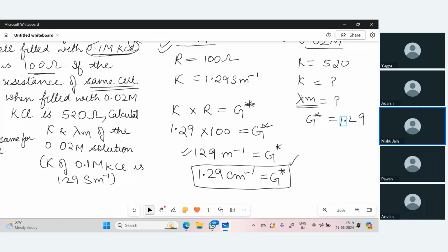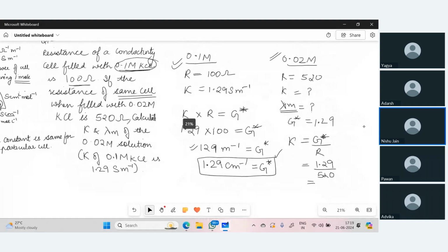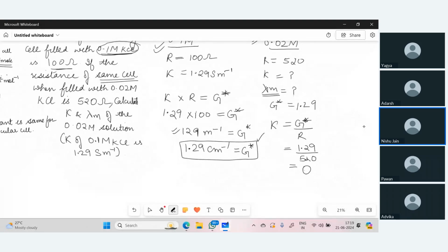You can find kappa with the same formula, kappa into R is G star. So kappa is equal to G star by R. G star is 1.29, R is 520. So it comes out to be 0.0248, I think. You can say 2.48 into 10 raised to power minus 2, or 0.248 into 10 raised to power minus 2. That is the kappa, in Siemens per centimeter.